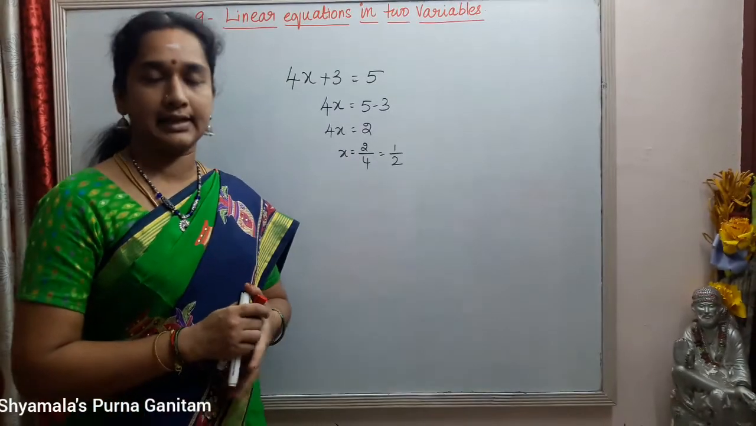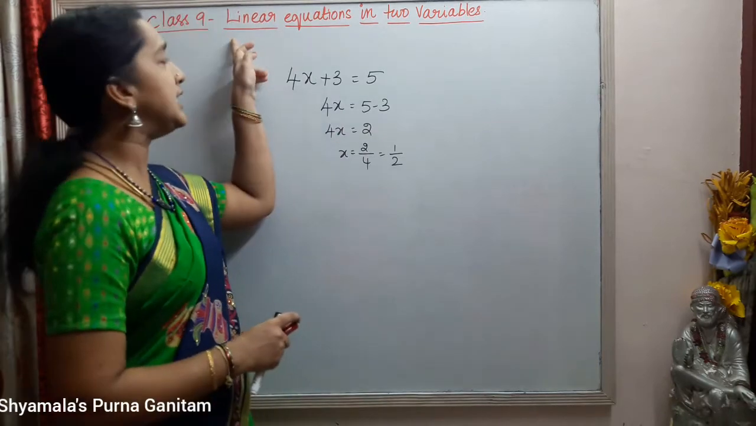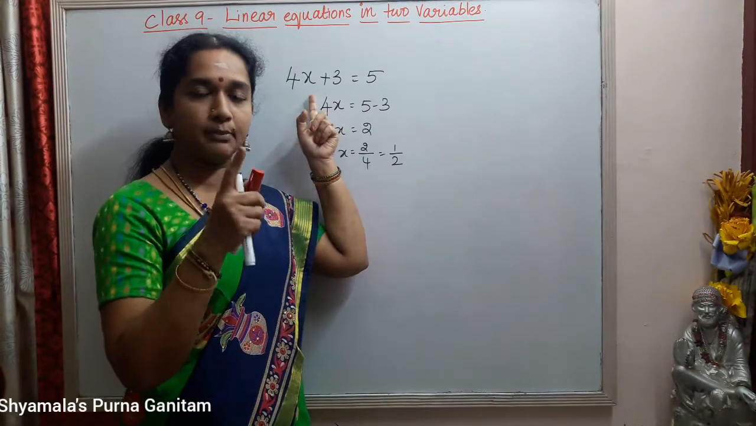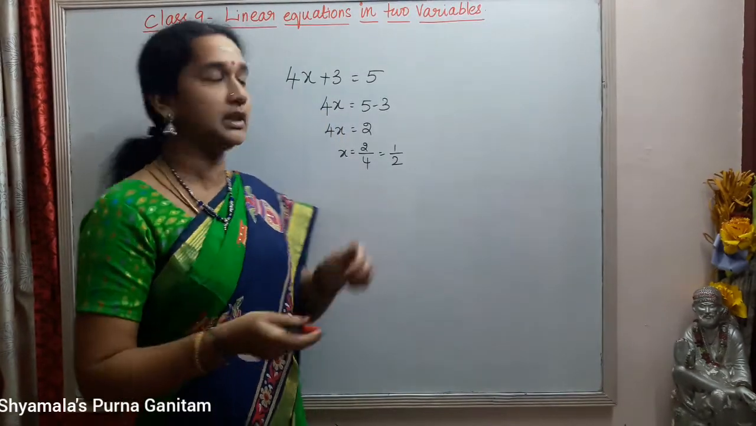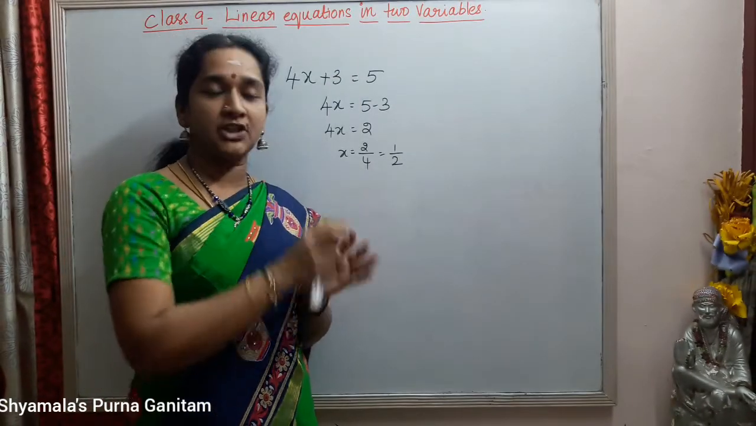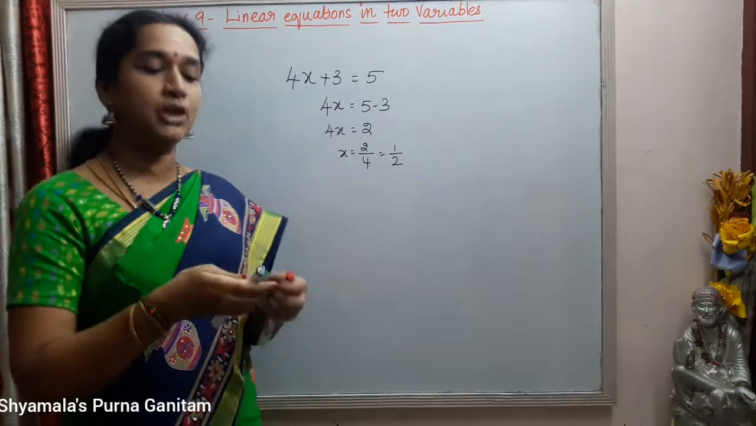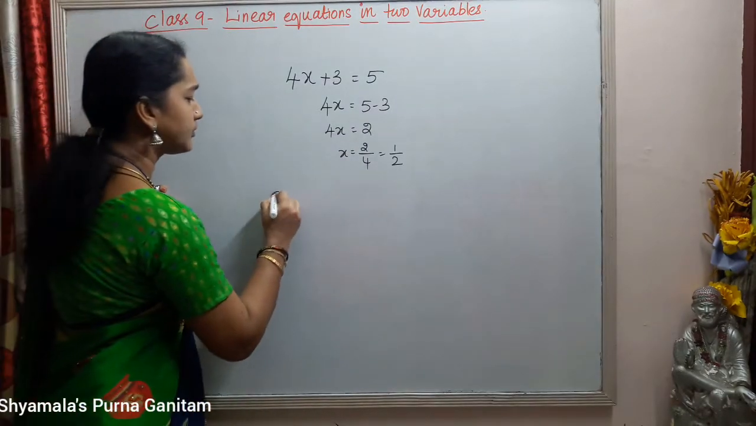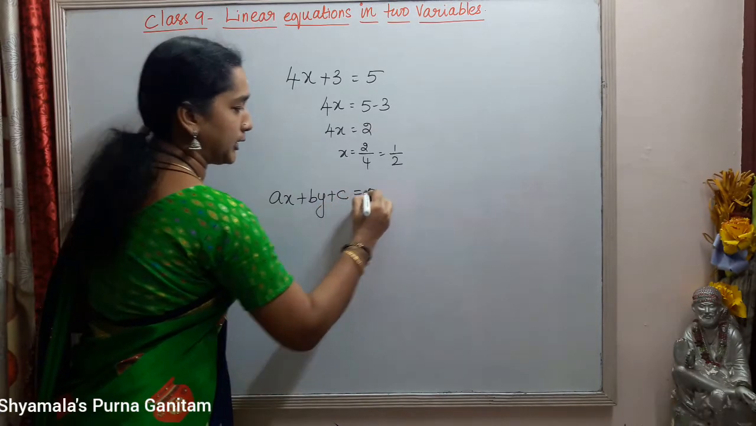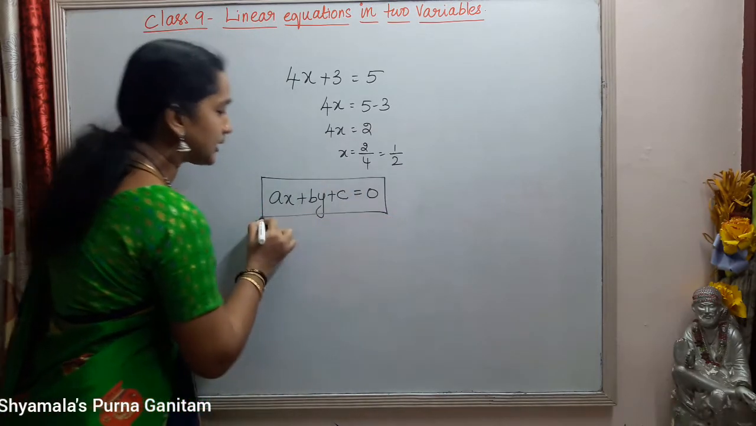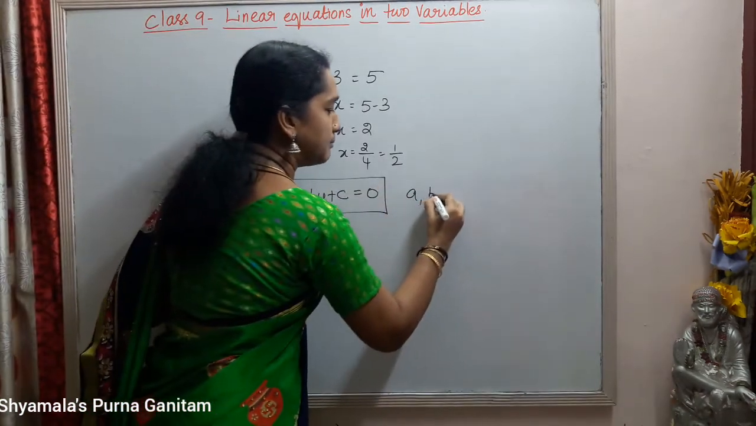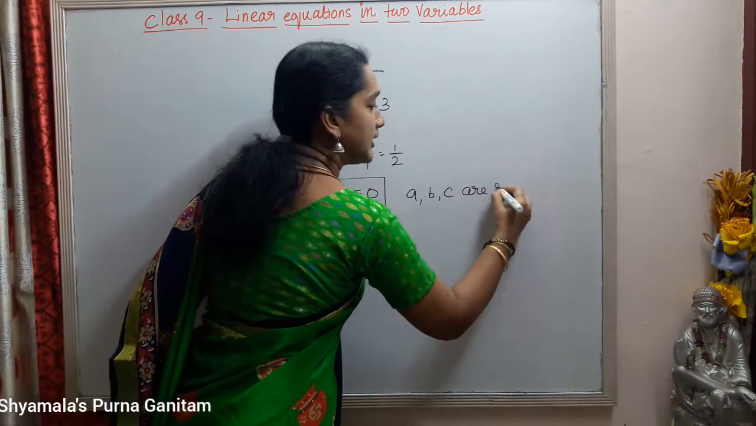Now in this class 9 we are going to learn linear equation in two variables. Here this x is only one variable. Like this we will use two variables to find the values. The general form of the linear equation in two variables will be ax plus by plus c is equal to 0. This is the general form of the linear equation in two variables, where a, b, c are real numbers.